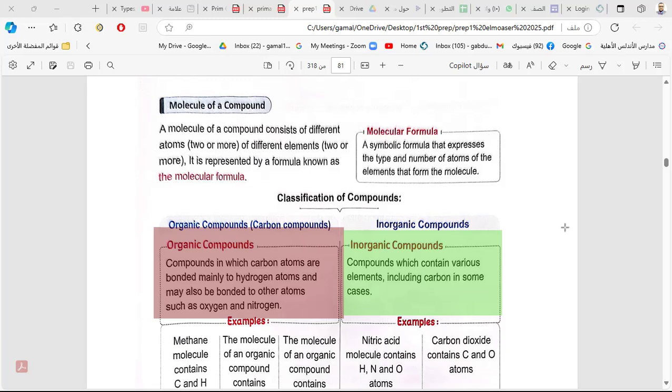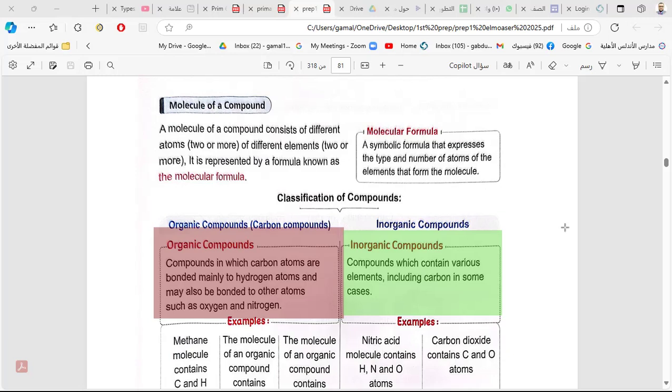Because they have a carbon atom. They must have a carbon atom. Yes, because they have a carbon atom. They must have carbon with what? Maybe with oxygen, maybe with hydrogen, maybe with nitrogen, and maybe with hydrogen and oxygen, and maybe with hydrogen and nitrogen, and so on. But carbon is basically the base. It consists basically of carbon.